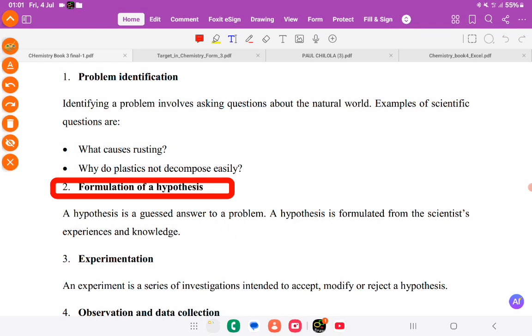Going back to the examples of problems like the causes of rusting. So you carry out an experiment. Let's say what causes rusting. Then you postulate or hypothesize. You say that okay, rusting is caused by oxygen based on experiences. You may say rusting is caused by, say, water, all right, or it's caused by salt. You can just postulate, and then you carry out an experiment to test these guesses, hypotheses.